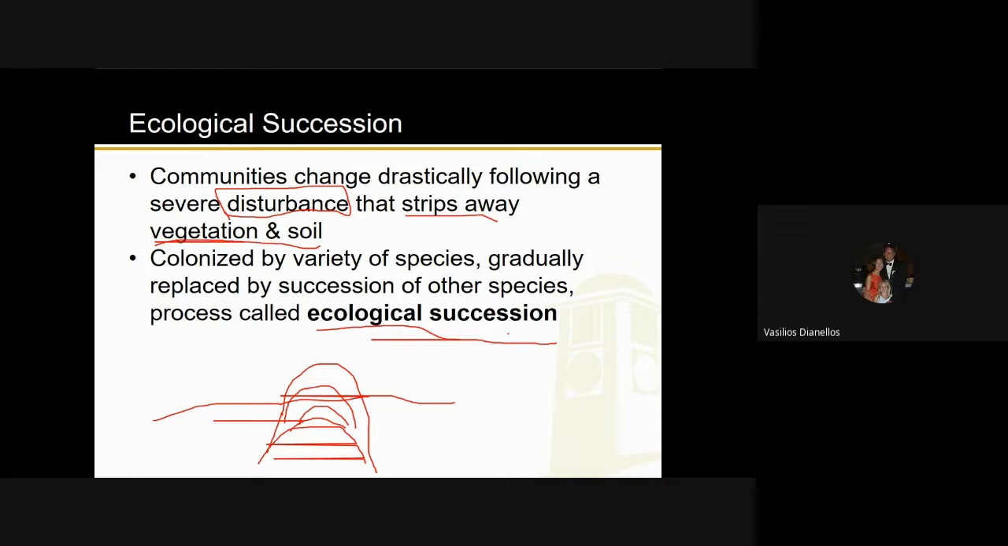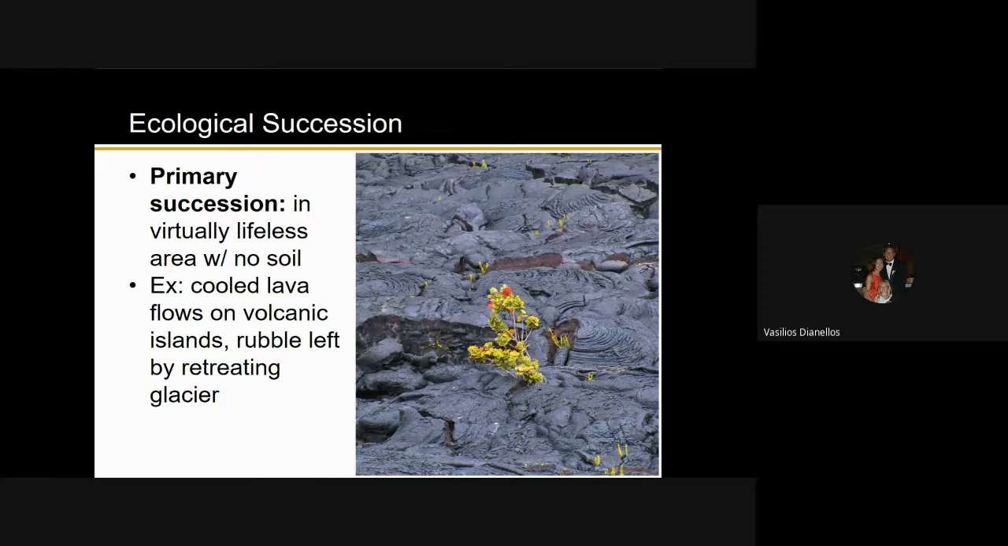So first, it would probably be species like moss and lichen, right? Things that don't need a lot of soil. And that would happen for a long time until eventually they all died and decomposed, until you had a good layer of soil. And then you could have some small plants that require just a little bit of soil. And then they would die and add to the soil layer, so on and so forth. I wish I could talk about it more, but here's a good example.